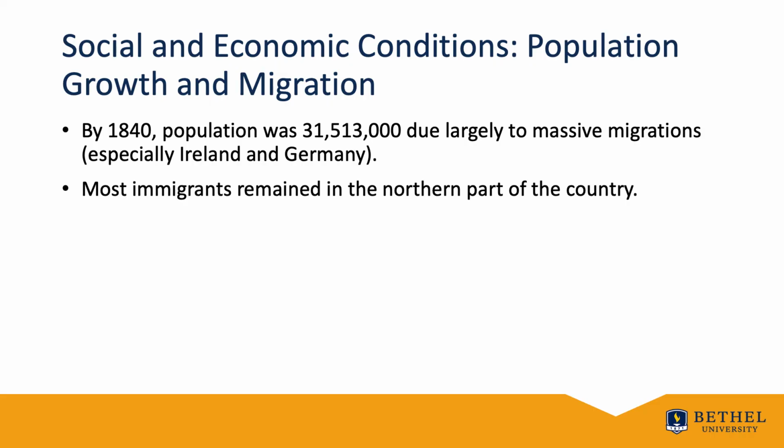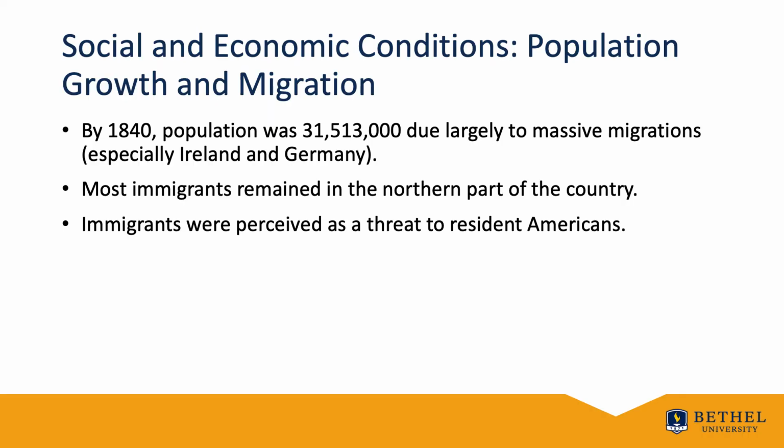Most immigrants remain in the northern part of the country. So when the immigrants came to the United States, as I said, most of them were from Ireland and Germany at this time. Most of them stayed on the East Coast. You wouldn't be surprised because that's very close to the Atlantic. The East Coast is close to the Atlantic Ocean. And the immigrants were perceived as a threat to resident Americans.